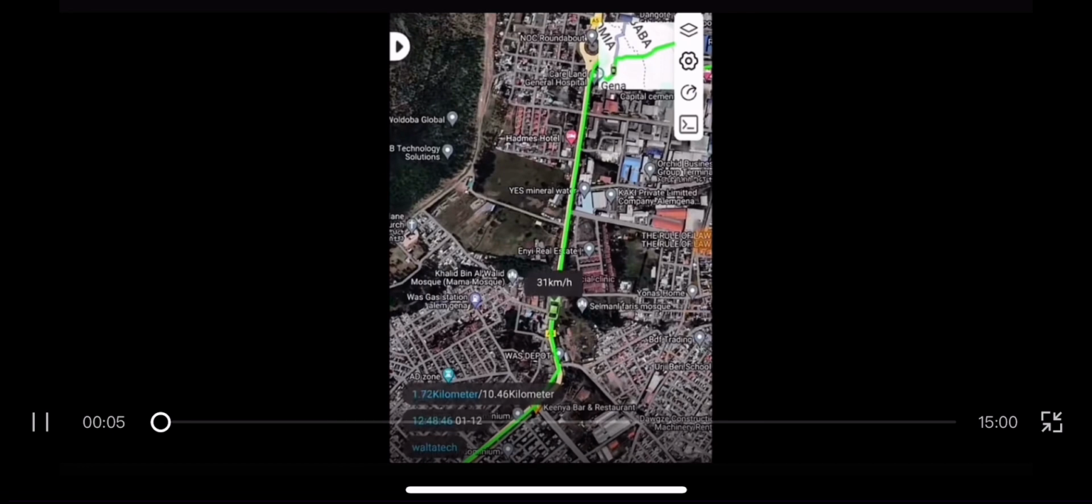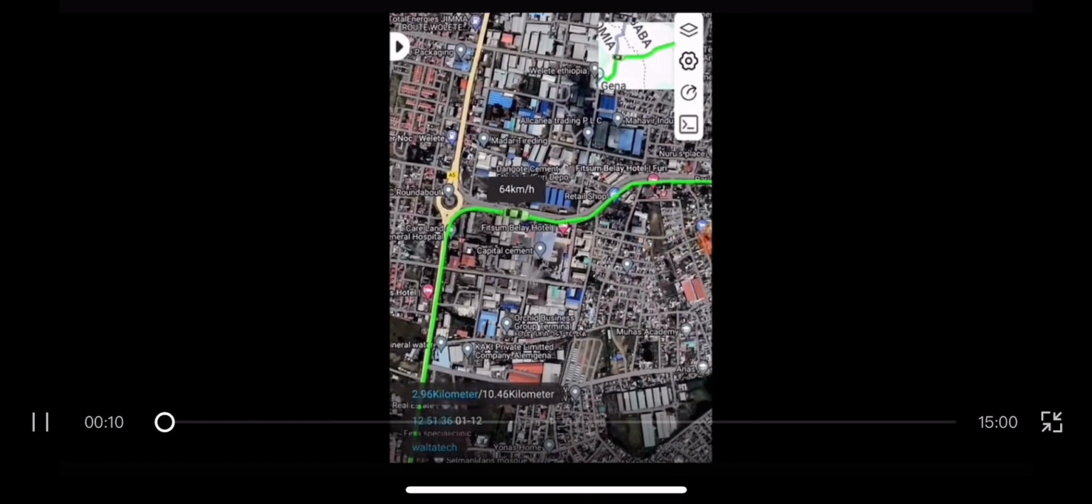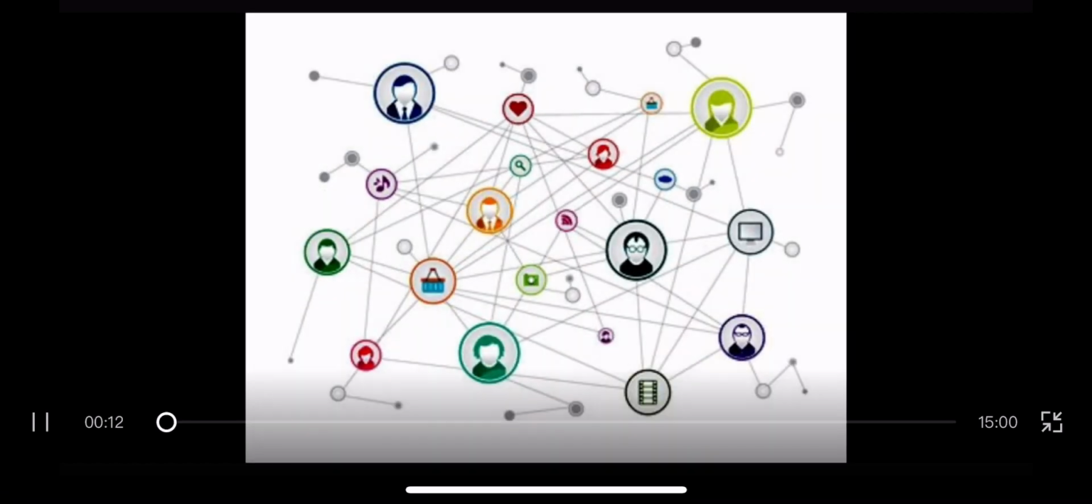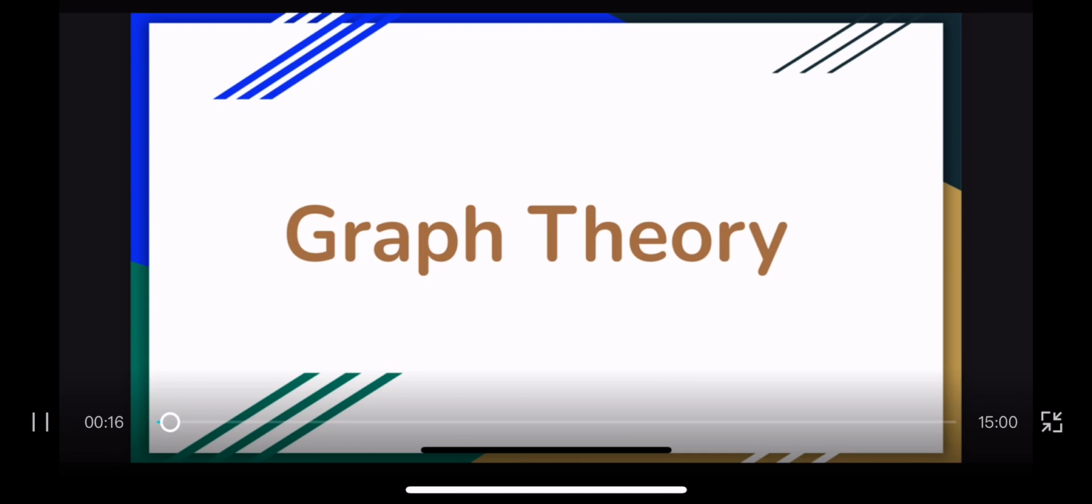So for today we're going to dive into a topic that's all around us, from the social media we use every day to the GPS in our cars, and that's graph theory. Before we jump into it, let's first take a quick look at where it all began.